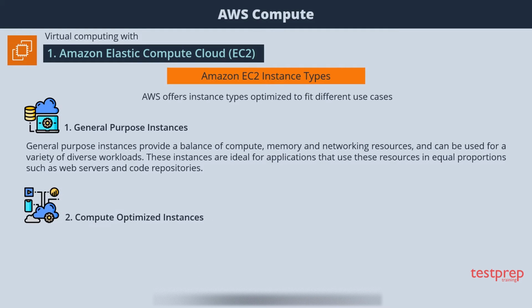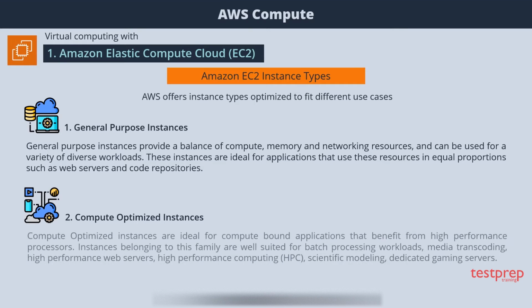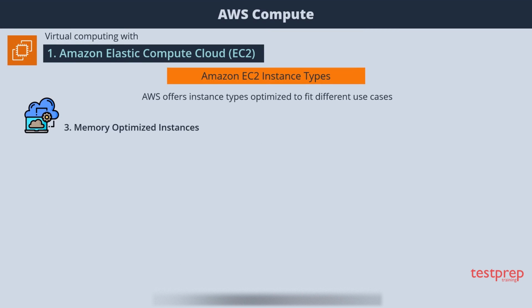2. Compute-optimized instances. Ideal for compute-bound applications that benefit from high-performance processors. Instances belonging to this family are well suited for batch processing workloads, media transcoding, high-performance web servers, high-performance computing, scientific modeling, and dedicated gaming servers. 3. Memory-optimized instances. These instances are designed to deliver fast performance for workloads that process large datasets in memory.